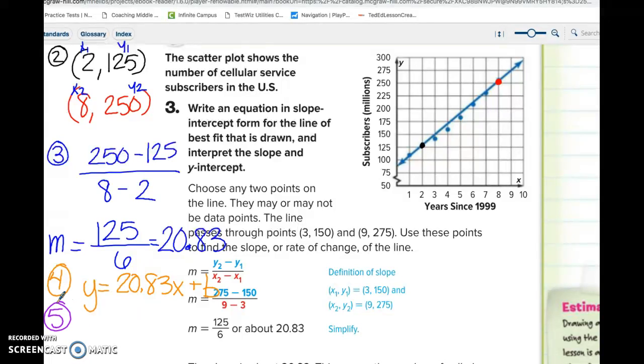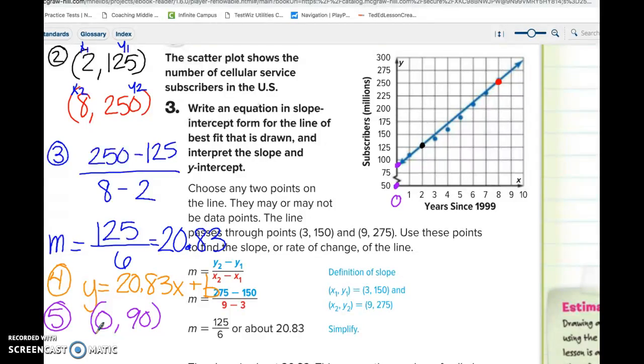It says I need to find b. So that's when I go back to my graph. Right here is where x is 0. So where x is 0, I go to my line of best fit. What is the approximate y right there? It's in between 75 and 100, and it's closer to 100, so I would say 90. Okay, so 90. So where my x was 0, my y was 90.